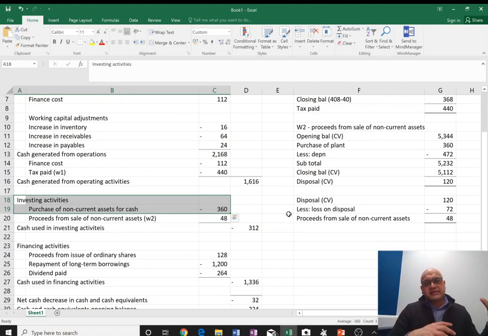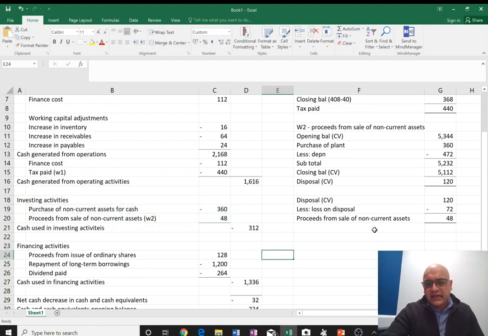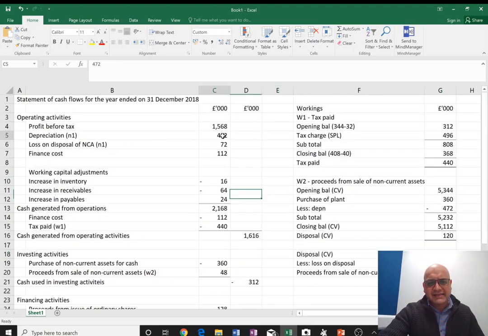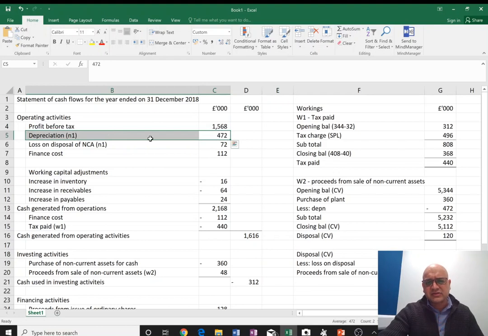We have purchased a non-current asset worth £360,000, but is that sufficient compared to the amount of assets that are going out of the business? Remember, we sold a plant with a carrying value of 120,000. That's probably what we are replacing. But in addition to that, we have assets worth 472,000 wearing off during the year. The depreciation. Who is going to replace that?